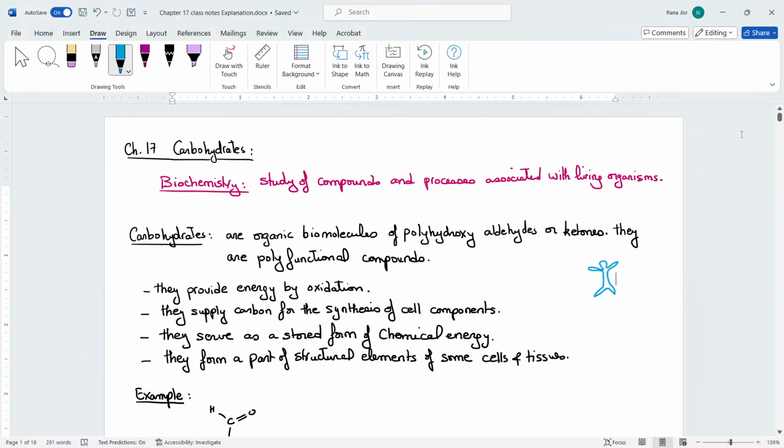This is the second part of the 112 course, and we will start biochemistry in this chapter. By definition, biochemistry is the study of compounds and the processes that are associated with living organisms. The first topic is going to be carbohydrates in this chapter.